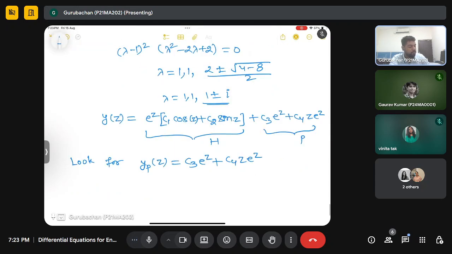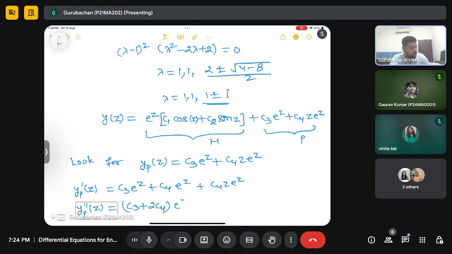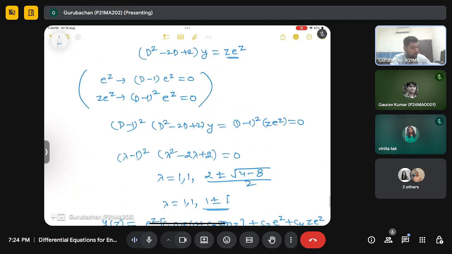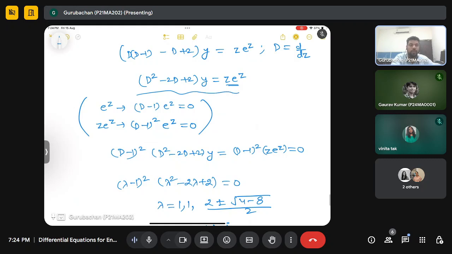So what do you want to do? You want to compute its derivative. It will be c3 e to the power z plus c4 e to the power z plus c4 z e to the power z, and the y_p double derivative will come out to be (c3 plus 2 c4) e to the power z plus c4 z e to the power z. And our differential equation has this form, so we need to substitute this y_p in this equation.